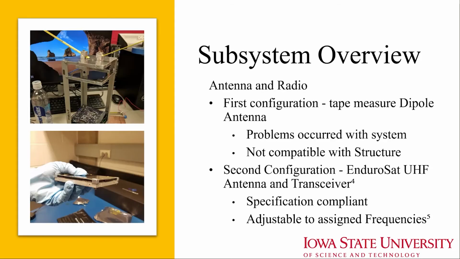The antenna and radio went through multiple configurations. The first configuration was a tape measure dipole antenna with an AstroDev radio. However, the radio did not support the new protocols and caused issues during licensing, as well as the antenna fasteners and the antennas were not compatible with the structure. The second configuration is the EnduroSat UHF antenna and transceiver. This is specification compliant with the antenna as it fits within the structure, as well as the radio can be adjusted in-house as opposed to at the manufacturer to fit the assigned frequencies.